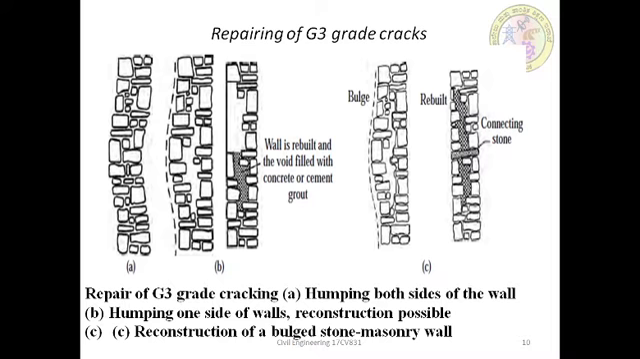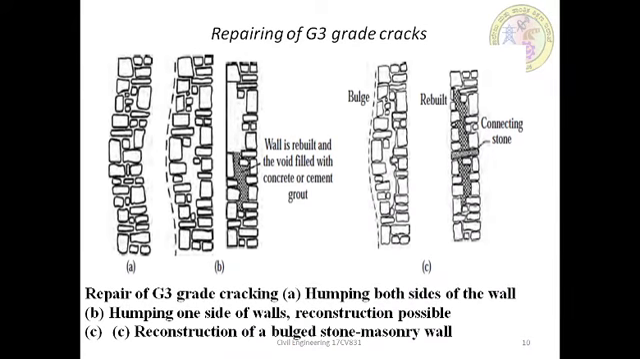Then the insertion of through stones and bond stones at regular intervals, which you can see in figure C, may provide a good construction connection between the reconstructed wall and the existing wall, whatever the repairing process is like, which we can see in a figure.